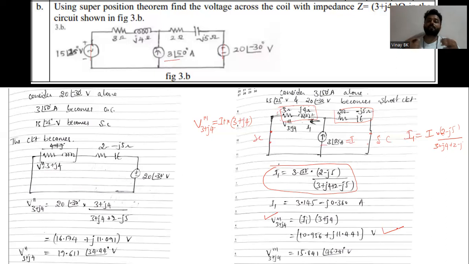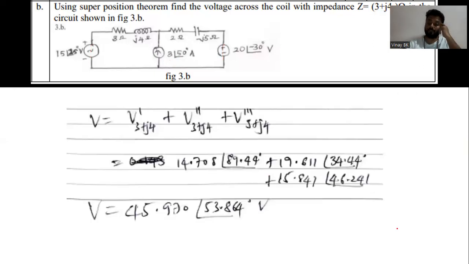So now we get all three step voltages: by considering 15 at an angle of 25 degree volts, by considering 20 at an angle of 30 minus 30 degree volts, and also by considering the 3 at an angle of 50 degree ampere current source. Now we need to add V dash, V double dash, and V triple dash to get the voltage across 3 plus J4. So the total voltage is V dash of 3 plus J4 plus V double dash of 3 plus J4, plus V triple dash of 3 plus J4.